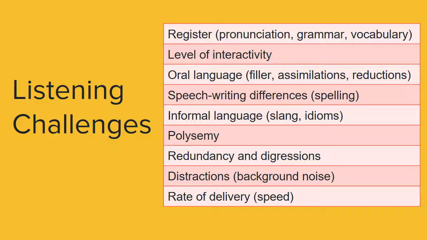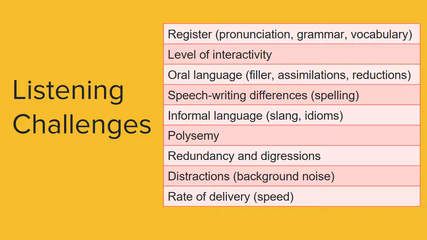Oral language, we need to recognize, is very different than written language. We can talk about things like oral language has lots more filler comments like "or" or "you know." There's more assimilations where sounds get squished together, especially in English. We have reductions where sounds disappear. And because of that, the correspondence between the way the word is spelled and the way it's pronounced can be difficult for some listeners. We also have to deal with informal language sometimes in spoken language. It's more common than in written language, so things like slang or idioms are more common, and learners may not be prepared for those kinds of expressions.